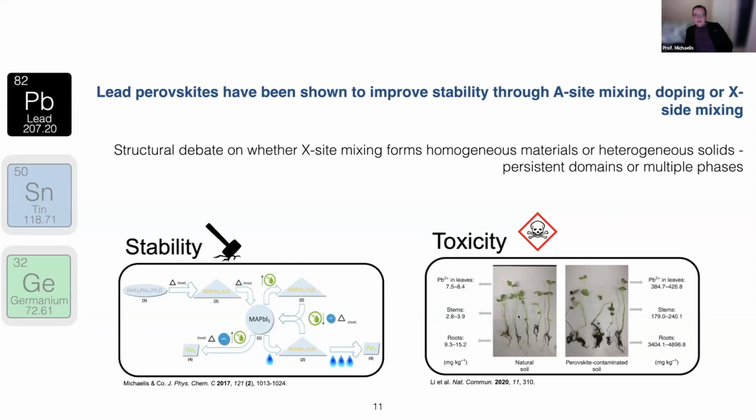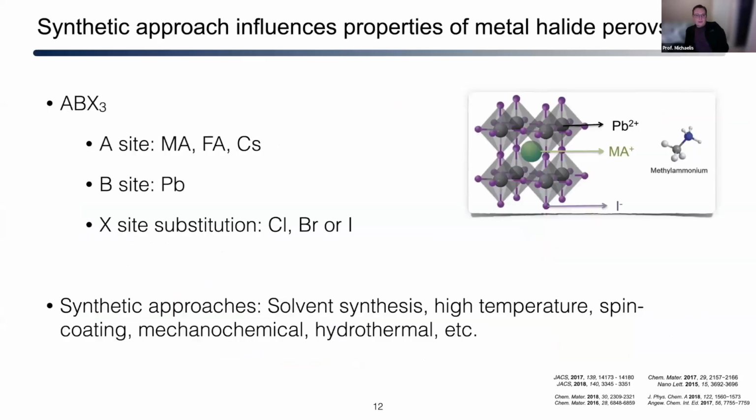Subsequently, a few years later, this group out of China demonstrated that if you take your methyl ammonium lead iodide perovskite and place it in soil, the plants will grow, but there's a significant uptake of lead into the vegetation. And so this is where we went from there.